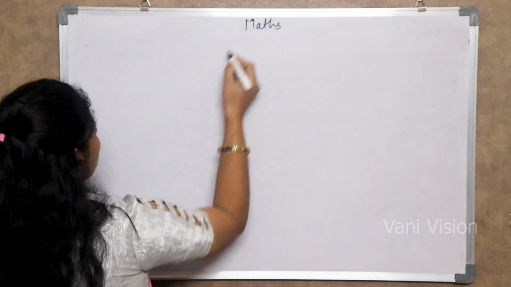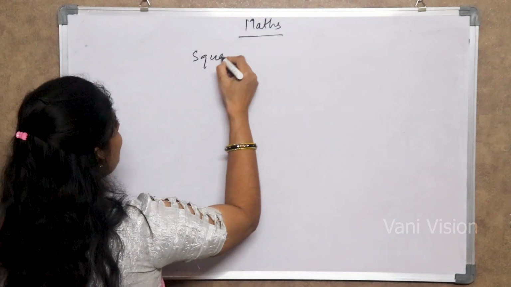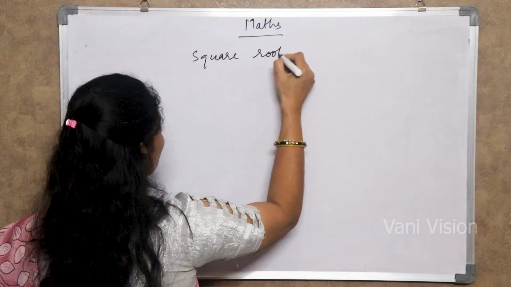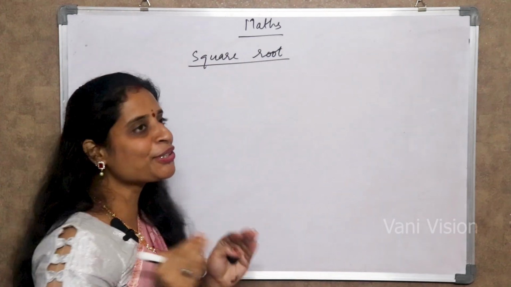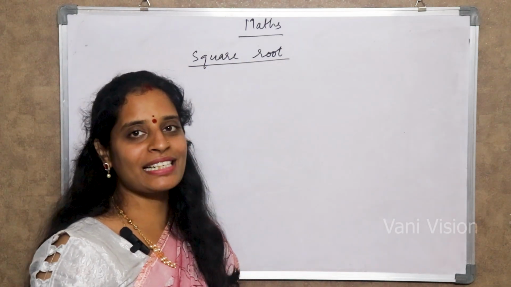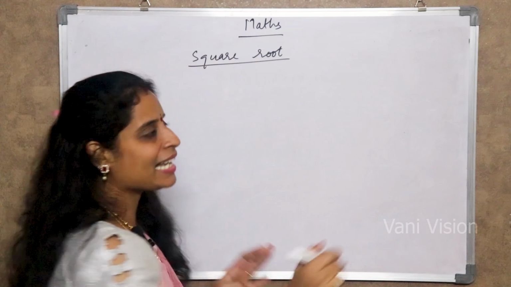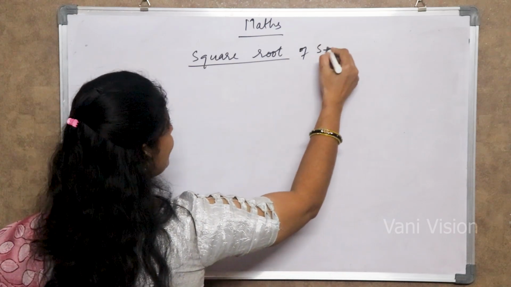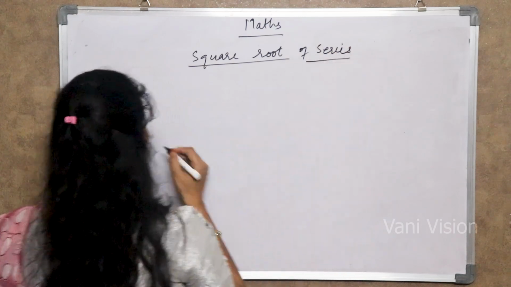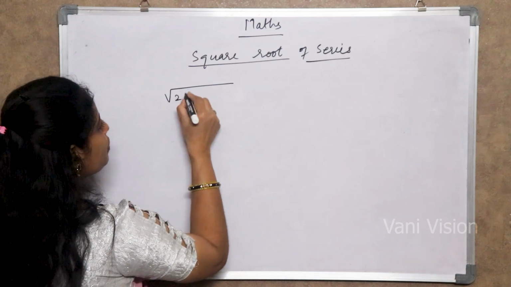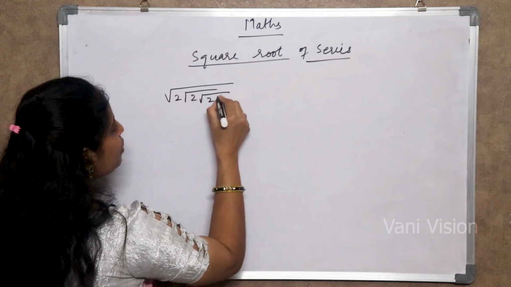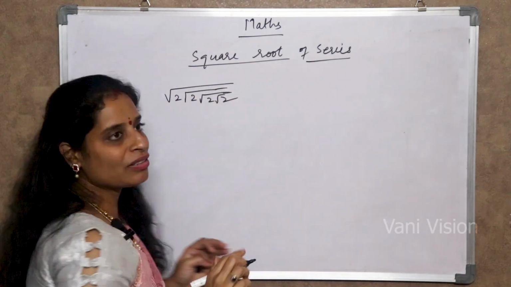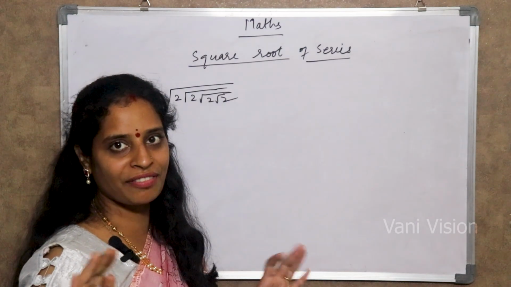See, I'll give you an example. Our topic is about square roots. I just want to help you do square root series problems in an easy way. Okay, square root of a series. Clear? So for example, root 2, root 2, root 2, root 2. Okay. Now there is no infinity here, it is not an infinite series.